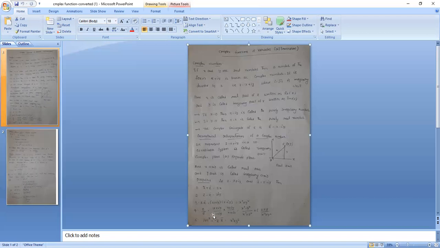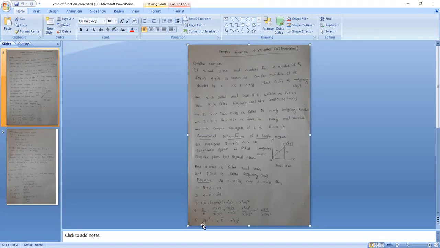z by z bar, x plus iy by x minus iy. Rationalizing, then the numerator becomes x plus iy whole square, a plus b whole square form. The denominator is a plus b into a minus b form. Simplifying, then x square minus y square by x square plus y square is the real part, plus 2xy by x square plus y square is the imaginary part.